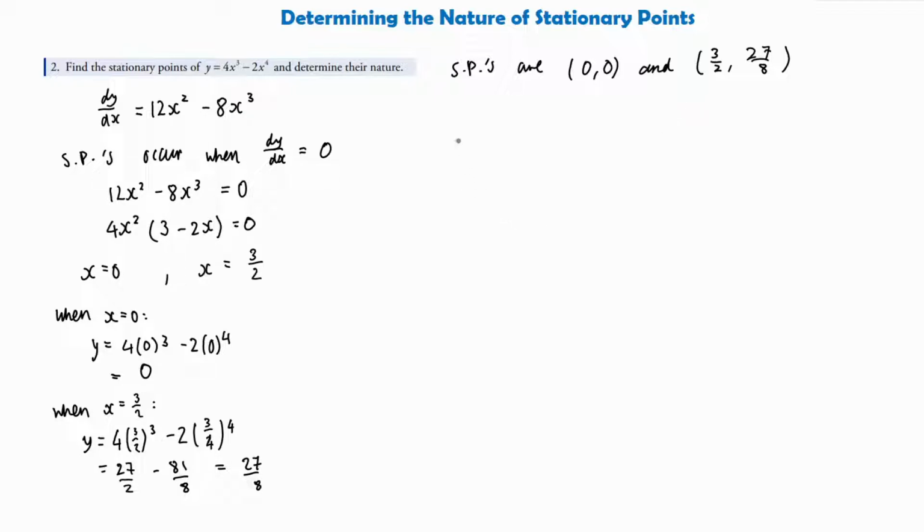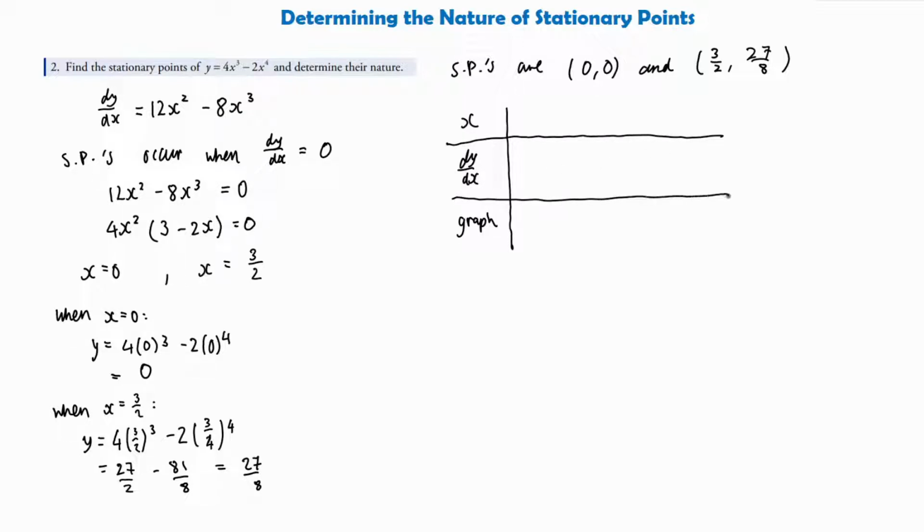We're going to do a nature table. So we're going to have x, then we're going to have the derivative, and then we're going to be looking at what the graph looks like. So construct your nature table, like so. And we're going to look at it as x approaches 0, and as x goes away from 0, which is the first one, and then 3 over 2 in the next one.